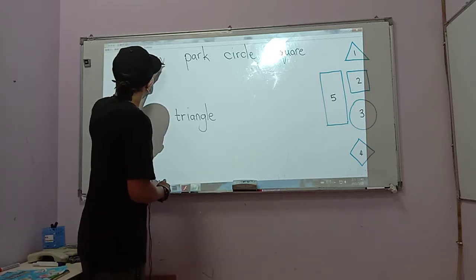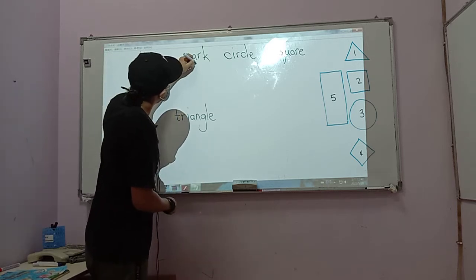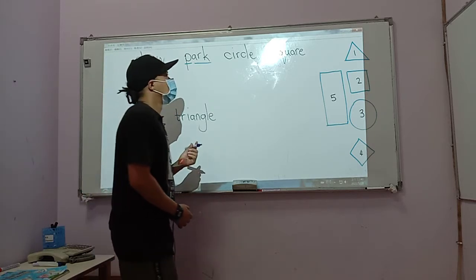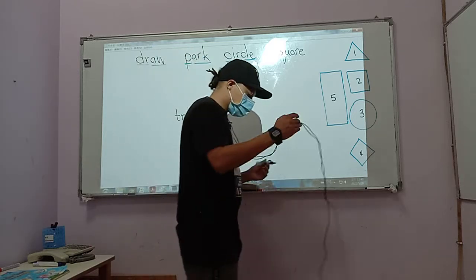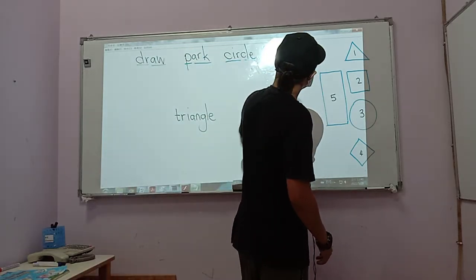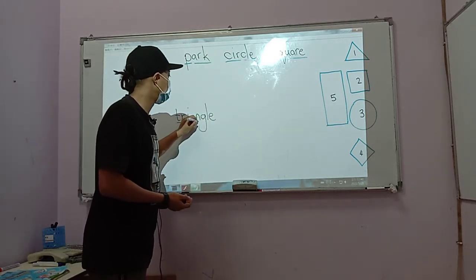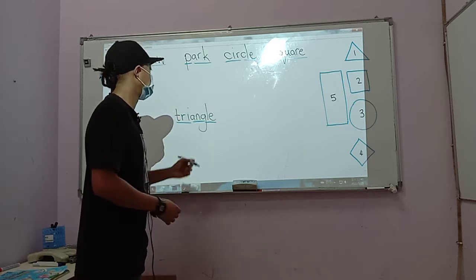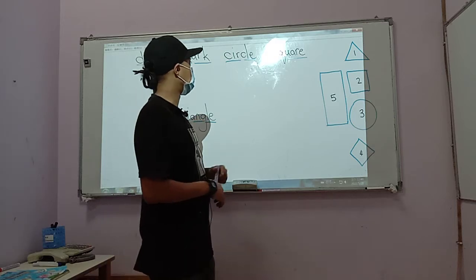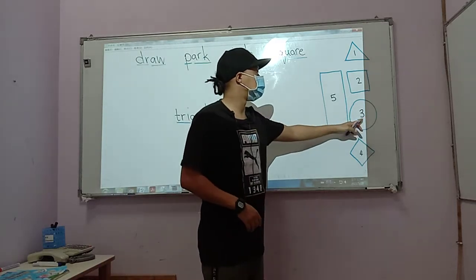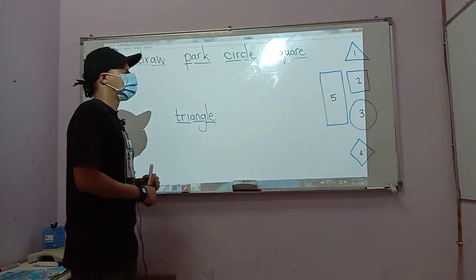So draw. Okay, arc, park, circle, square, and triangle. Okay, these are the vocabulary words. You can see that over here we have our circle again, and then our square and our triangle over here.